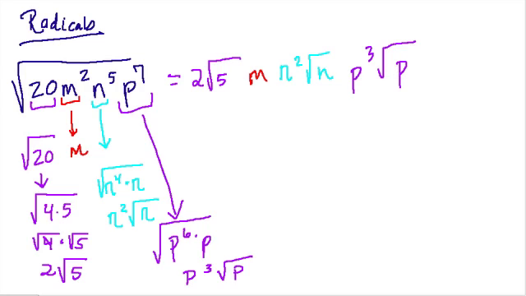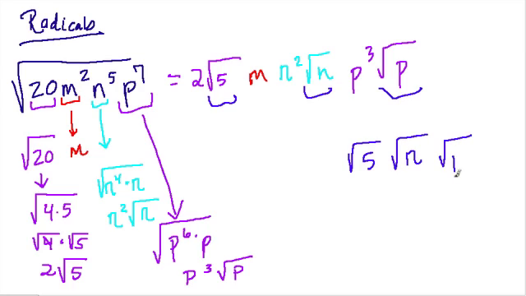So now, what do we do with all this stuff? Well, I think it's good form to put all the radicals together. It just looks a little bit neater. So the square root of 5 with the constant, the number first, times the square root of n times the square root of p. And then the numbers that are not in the square roots, right here and here and here. So we get an answer of 2 times m times n squared times p cubed.